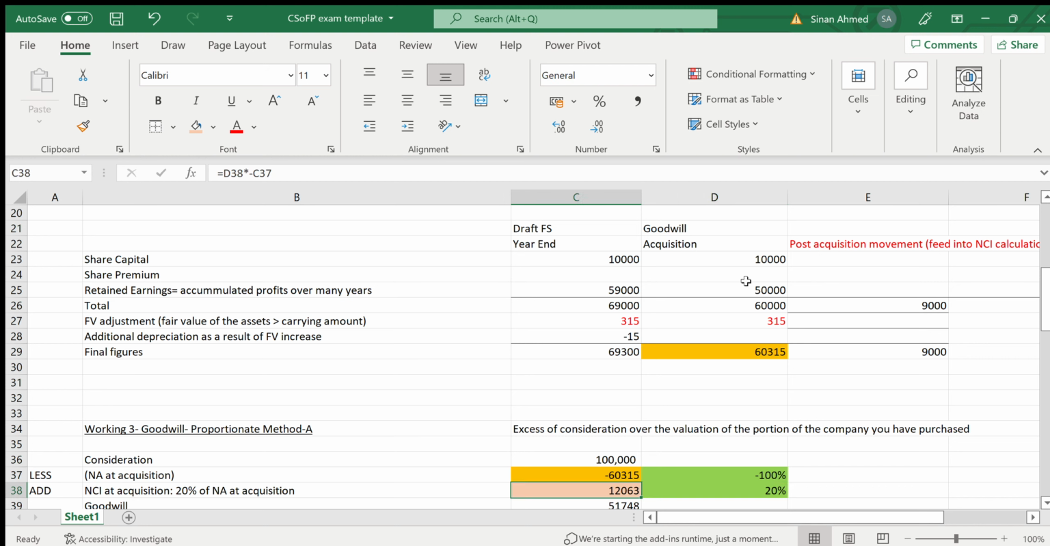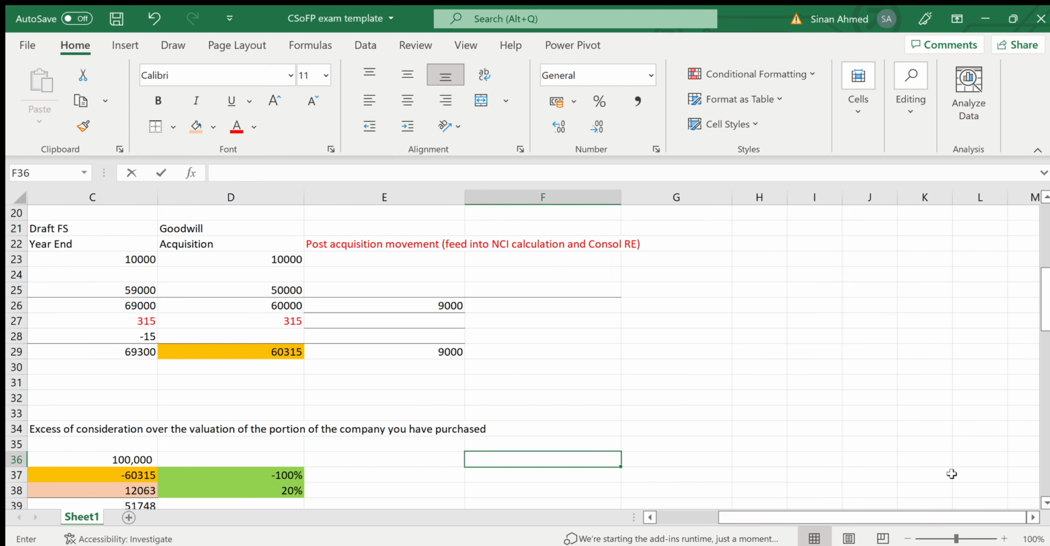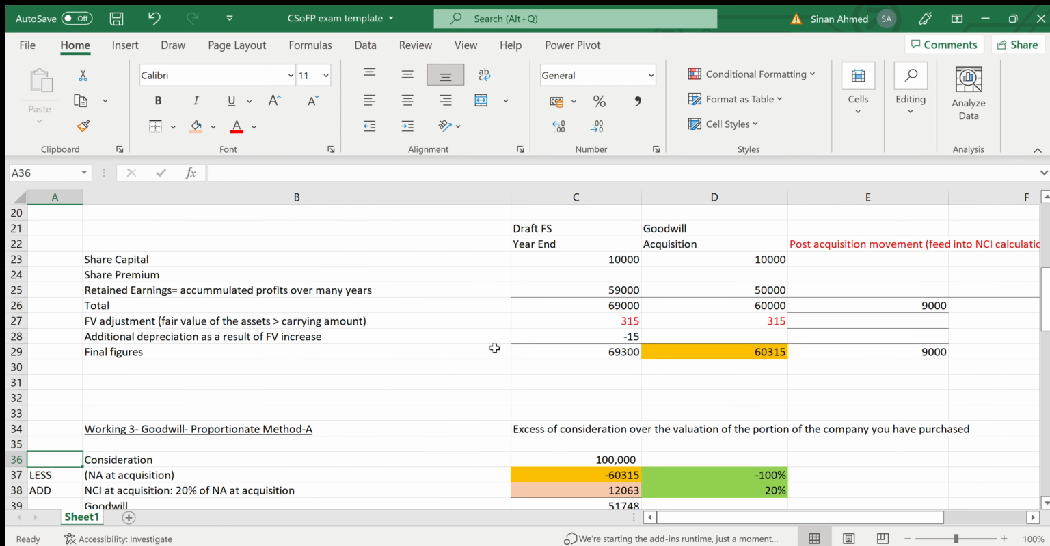Next, you add on the portion of NCI. Now, for proportionate method, it's based on the portion of the total net assets. So in this case, NCI was 20%, so we do 20% of net assets at acquisition, which is 12,063. Now, this calculation works because what we're actually doing is we're starting off with 100,000, and we're taking away 80%, because minus 100 plus 20 gives us 80%. So we're taking away only our share of it, or the group's share.